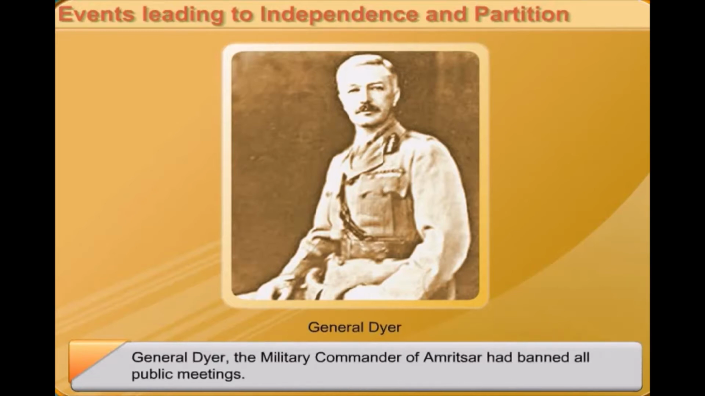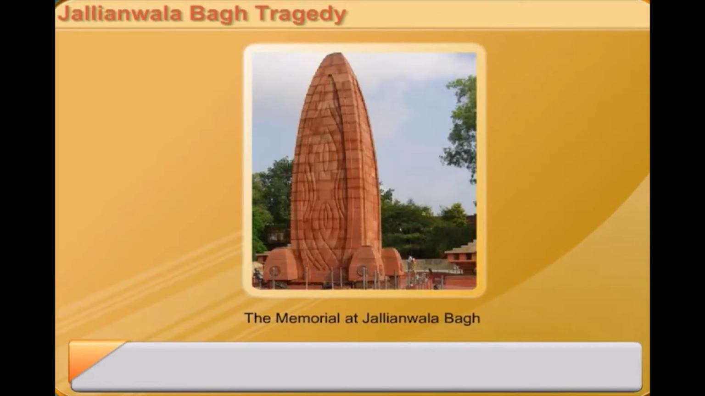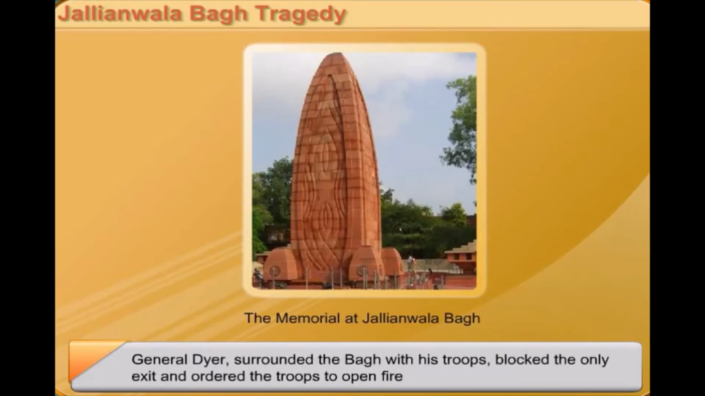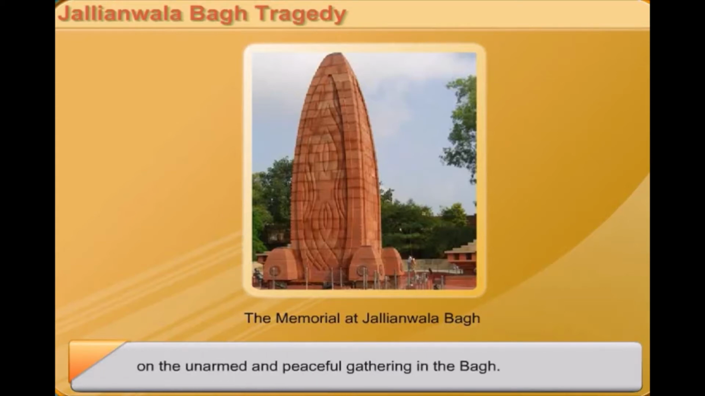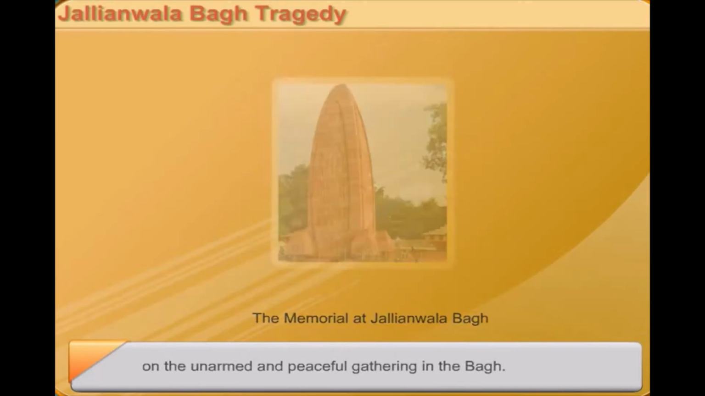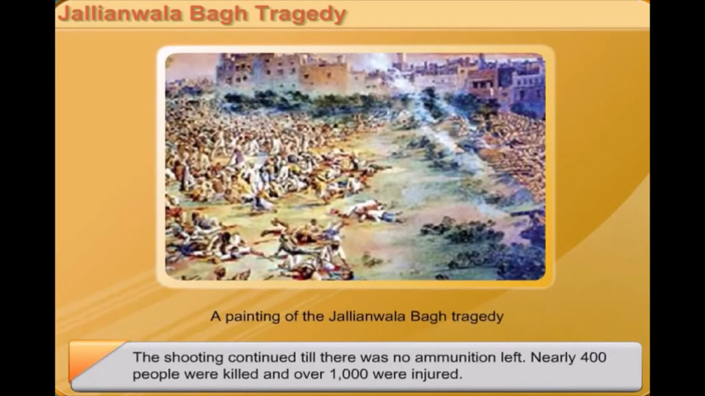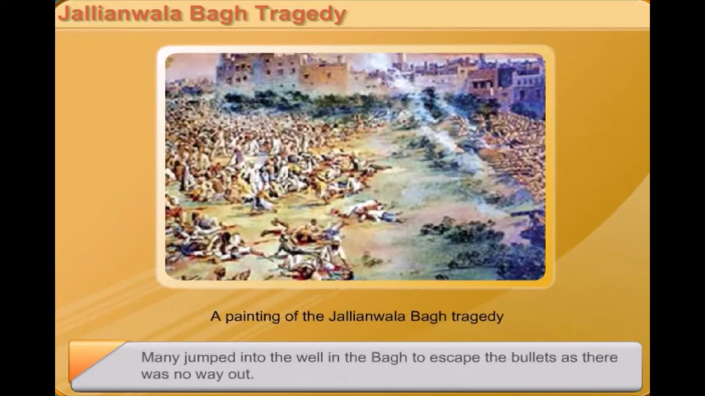General Dyer, the military commander of Amritsar, had banned all public meetings. Jallianwala Bagh tragedy. General Dyer surrounded the Bagh with his troops, blocked the only exit, and ordered the troops to open fire on the unarmed and peaceful gathering in the Bagh. The shooting continued till there was no ammunition left. Nearly 400 people were killed and over 1,000 were injured. Many jumped into the well in the Bagh to escape the bullets as there was no way out.